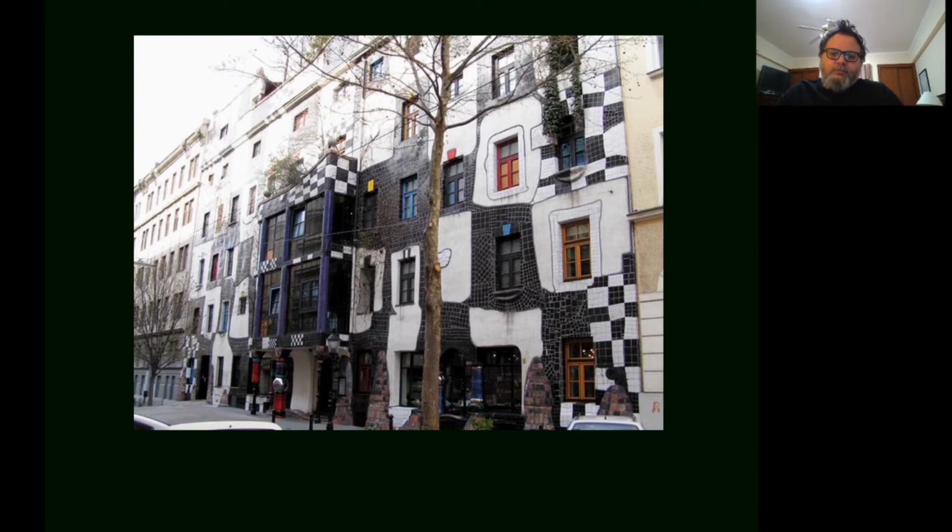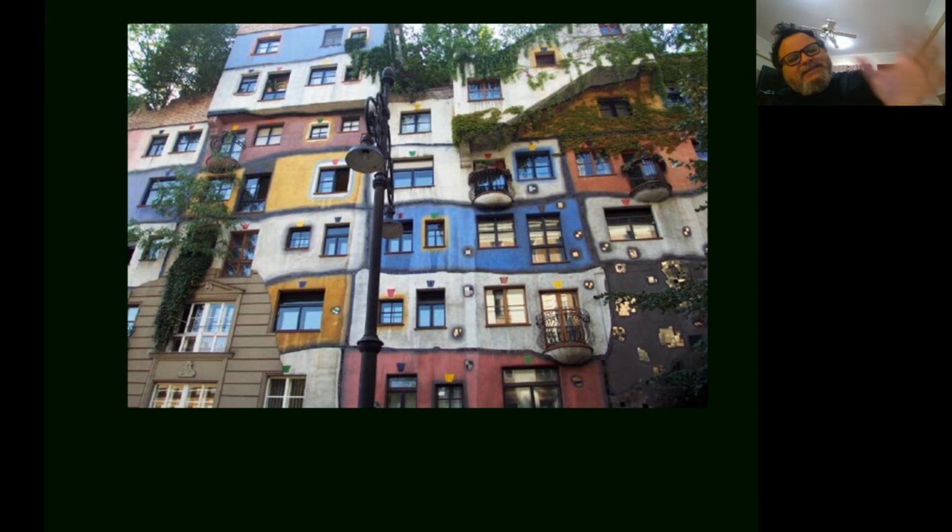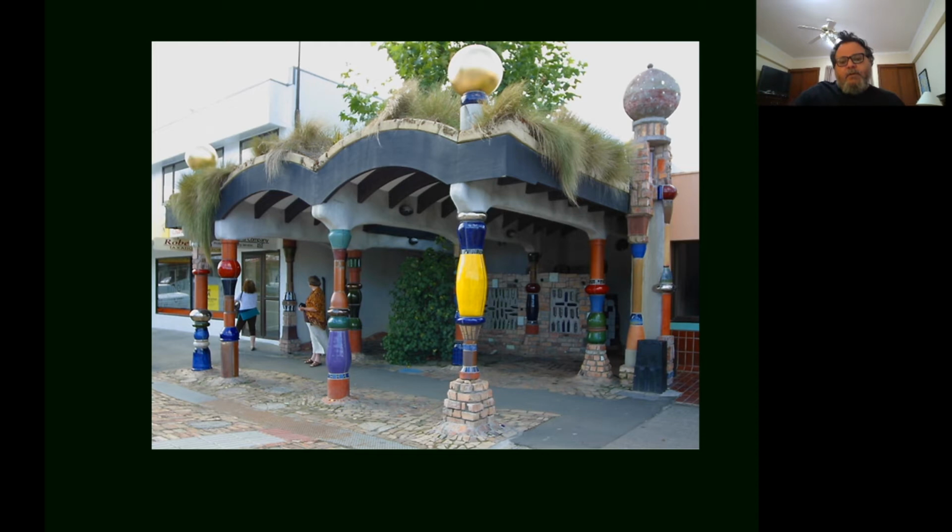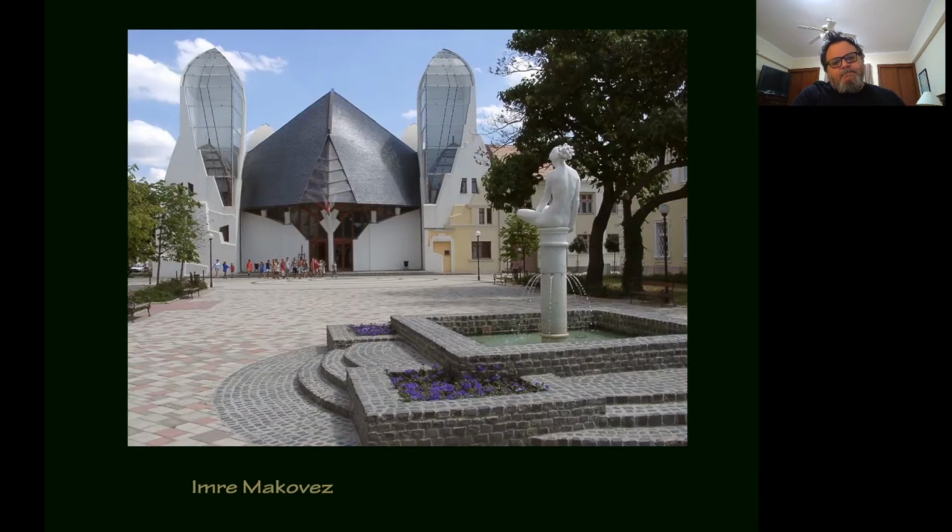He does this organic tile work on the front of these Austrian buildings. And sort of this is like a mass housing thing. Like he's experimenting a lot with color and shape and form in ways that people didn't really expect.